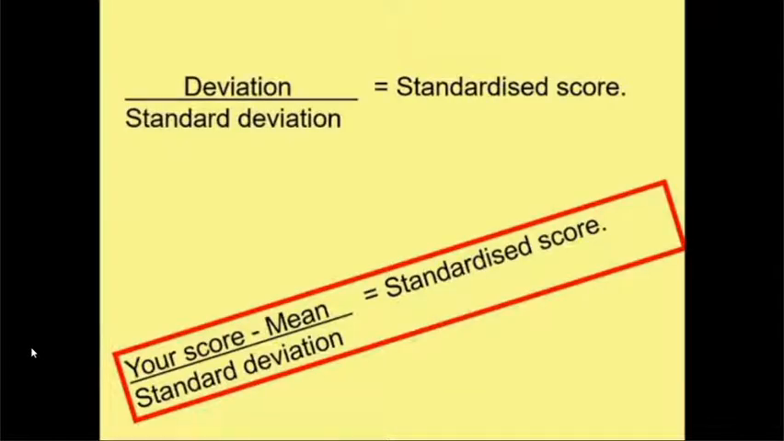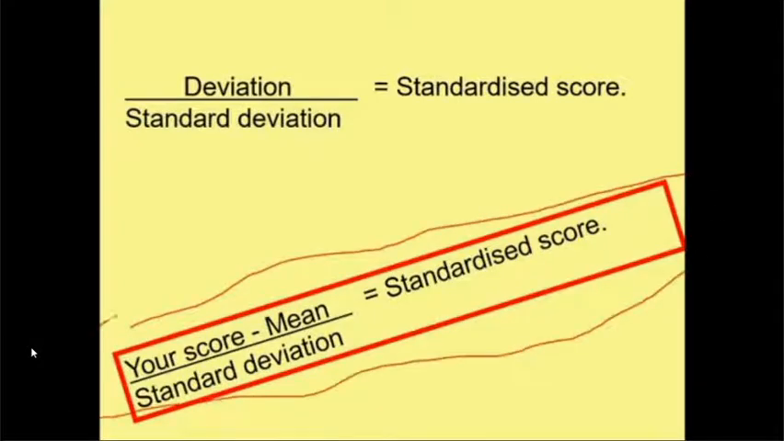Okay, there's actually a formula you really need to know. In the previous example, I worked out the deviation and I divided by the standard deviation to get your standardised score. But to work out your deviation, do your actual score subtracted by the mean. Okay, this bottom formula is the one that you need to know. So make sure you write this down.